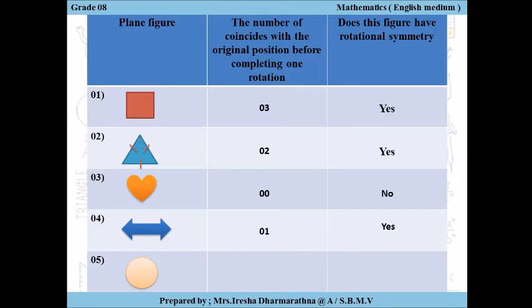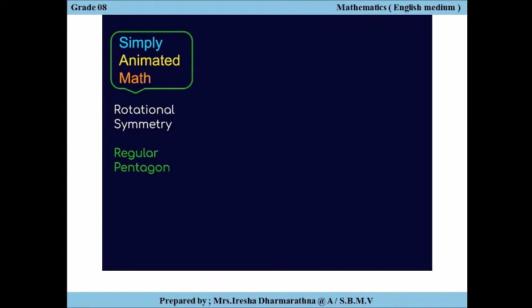The last one is a circle. How many coincides there are? Can you count them? Can't. That means that is uncountable. The number of coincides with the original position before completing one rotation is uncountable. That means it has a rotational symmetry. Okay, are you tired? Let's see this video first. Then we move to the next part.